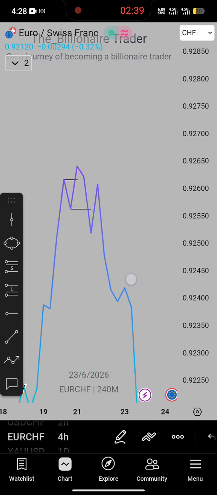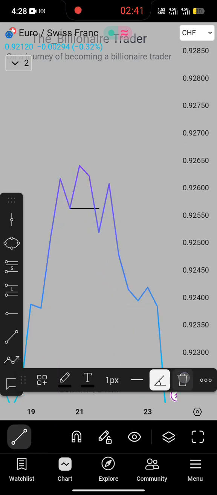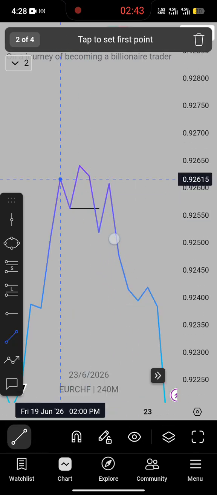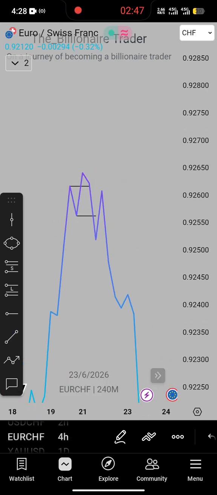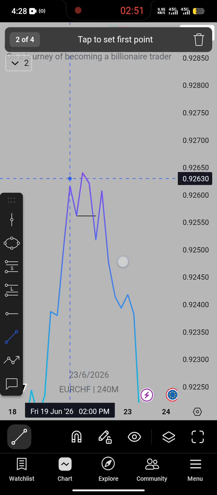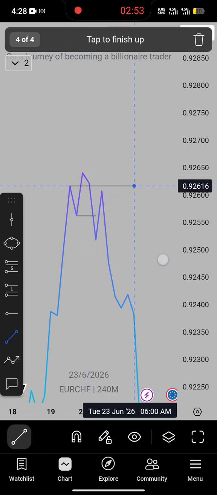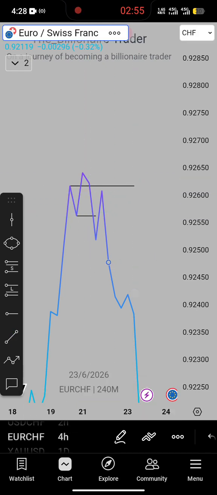So in this case, we have sweep. Taking out this high is a sweep, and closing below the low is sweep and break. This is 4 hour sweep and break. So in this case, where is going to be our entry? Our entry is actually going to be this shoulder. That is where it's going to be our entry.